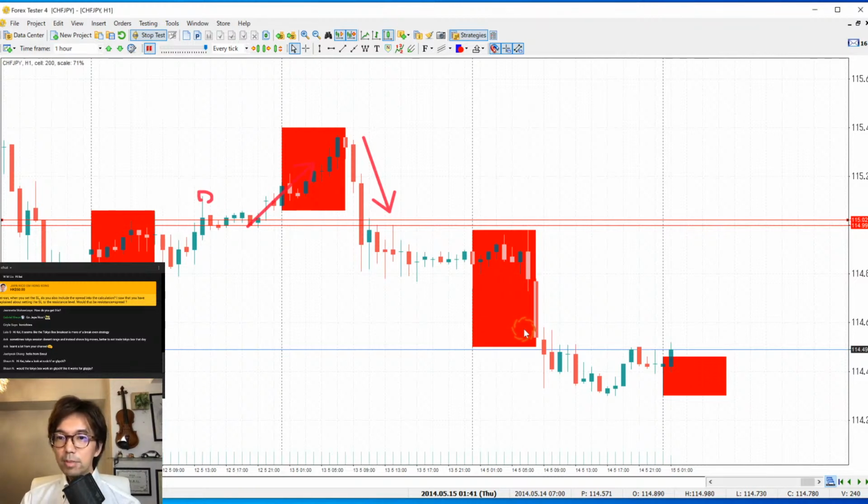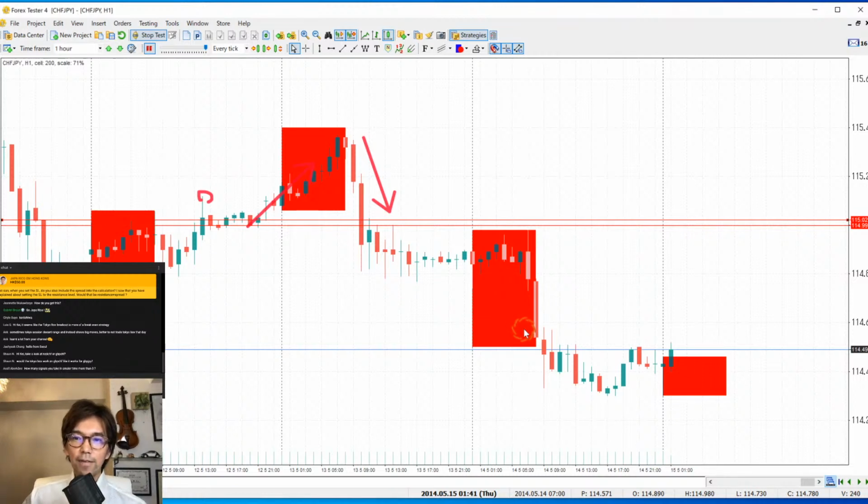Sometimes the Tokyo session doesn't range, and instead it shows big moves. Better to not trade Tokyo Box that day. Sure. Yeah, if it violates the range, then you should stop using this Tokyo Box strategy.